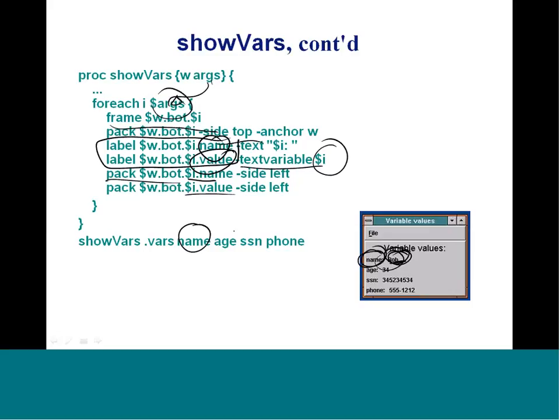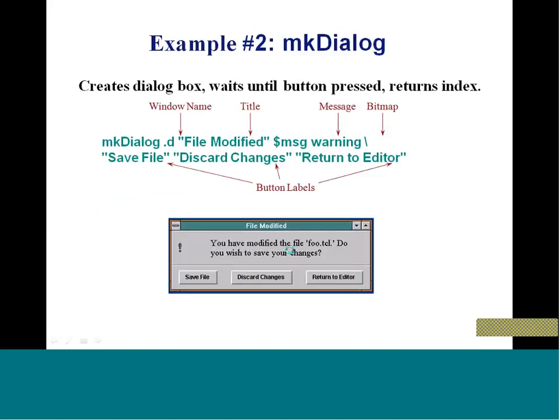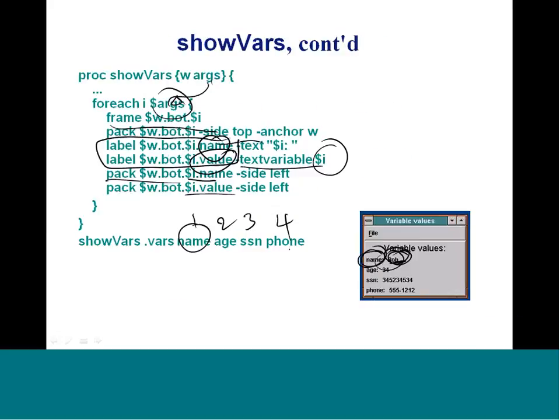And then we do this for all the arguments that are specified through the showvars command. So it does it for name, then it does it for age, then SSN, and then finally the phone number. I hope this example was clear enough on how we can get to this point.